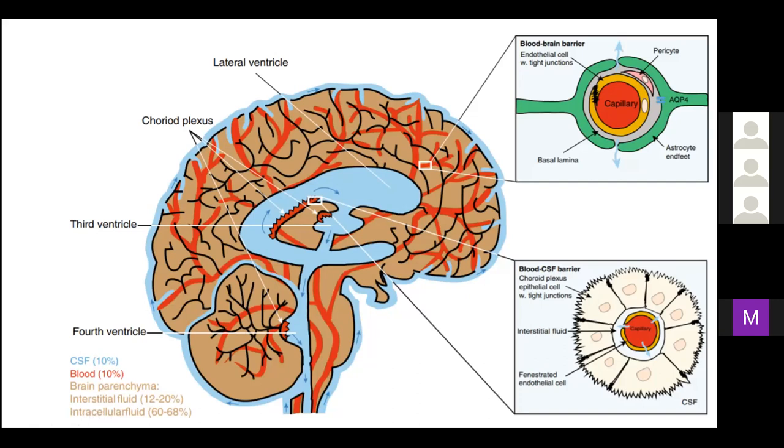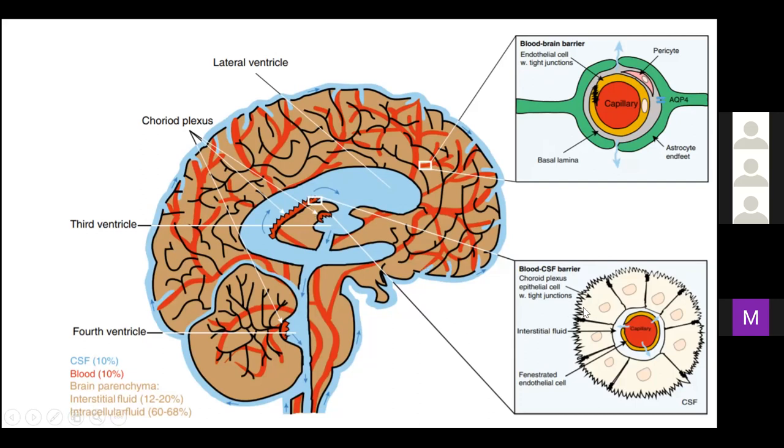blood-brain barrier. Okay, I'll repeat it. Endothelial cell, basal lamina, pericytes, and astrocyte end plate. These are the four components of the blood-brain barrier. I will not discuss how water and other molecules move across these structures, but at this stage you just need to mention the four structures.